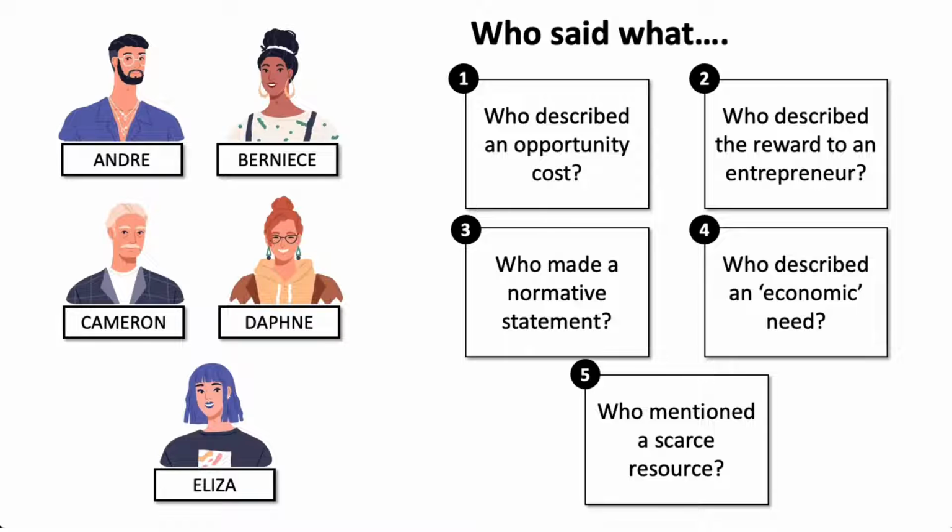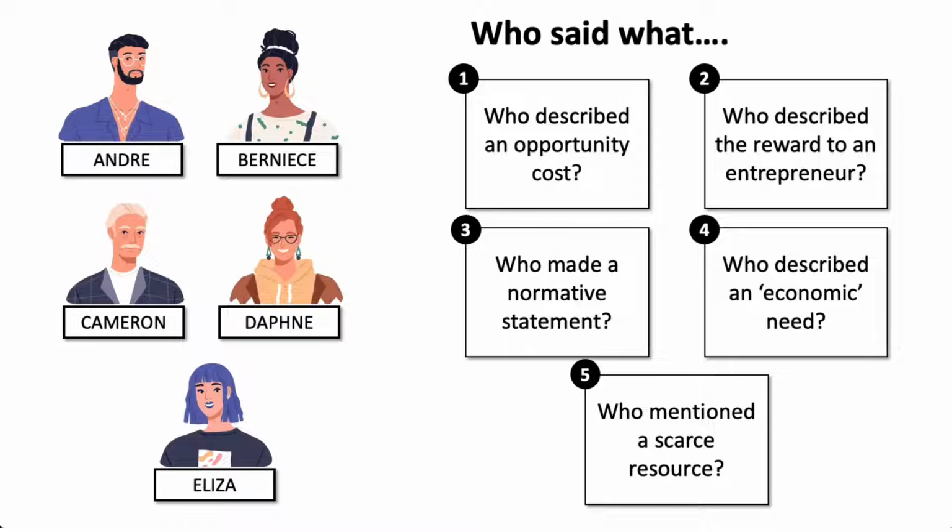What did Daphne say? So now I see a solid stream of 5s coming in. So people seem to be in complete agreement that Daphne mentioned a scarce resource. Daphne is the one who is talking about her wedding ring being made of gold. All right, 1 left. So let's go on to Eliza.